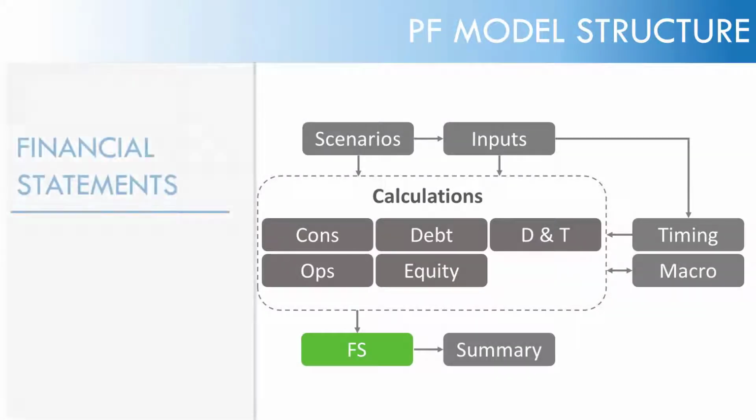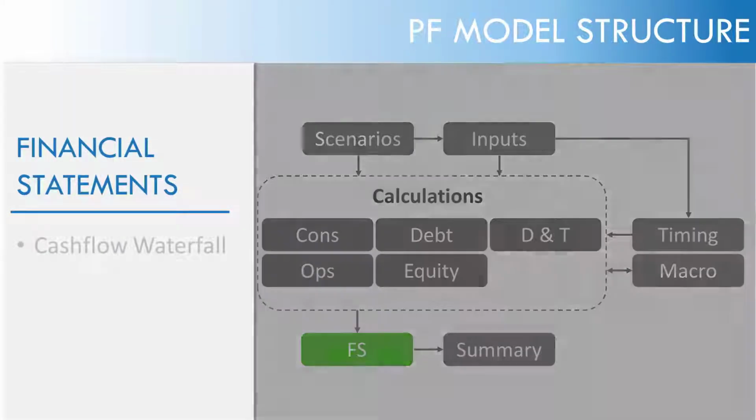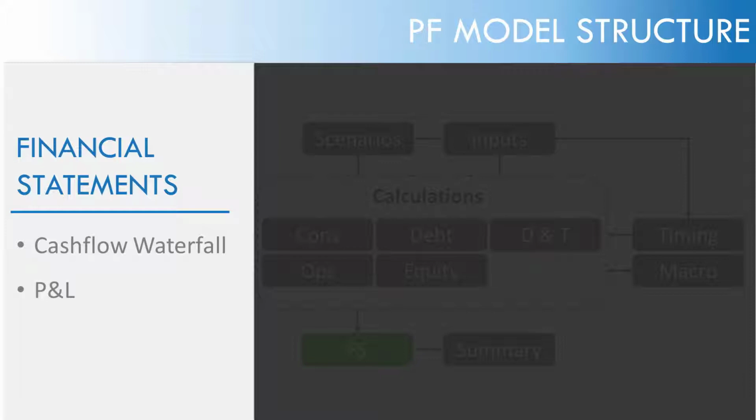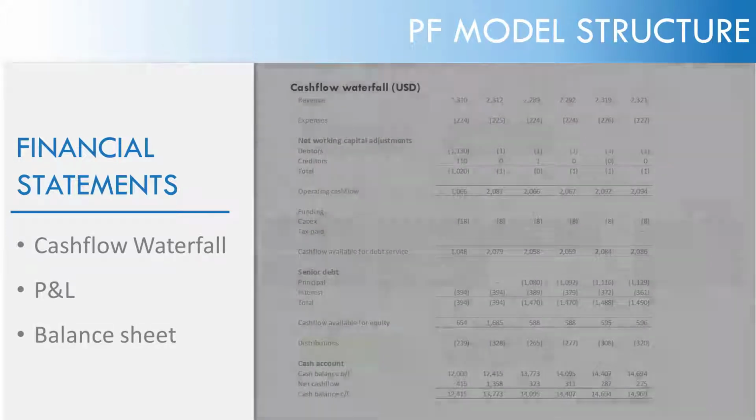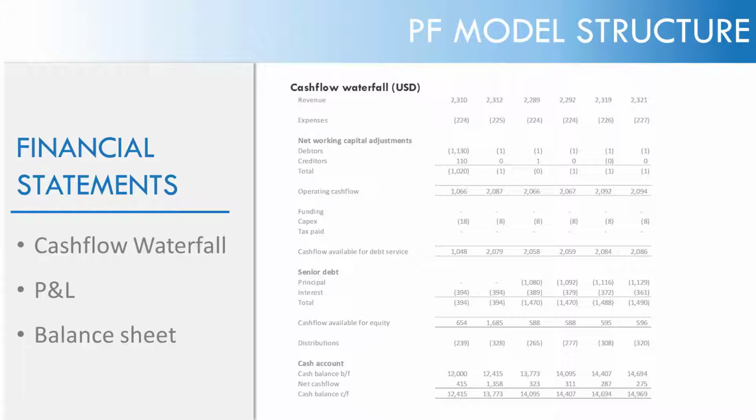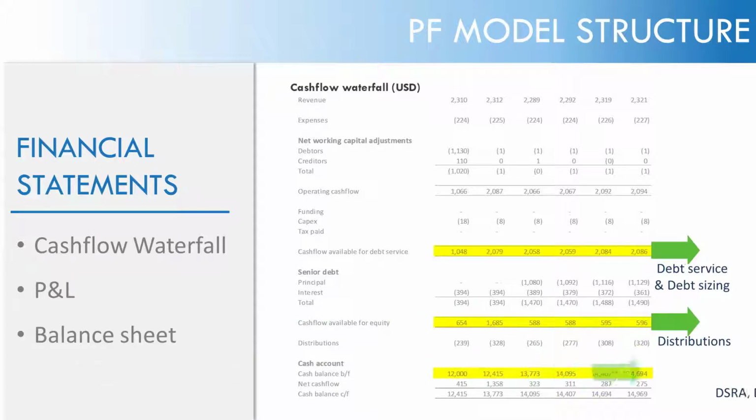The financial statements is where everything ties together in the cash flow waterfall, profit and loss or income statement, and the balance sheet. The cash flow waterfall is where CFADS and cash flow available for equity and other cash flow items are generally calculated. So as you can imagine, there are many linkages coming back out of the sheet. I've listed a few here, for example.